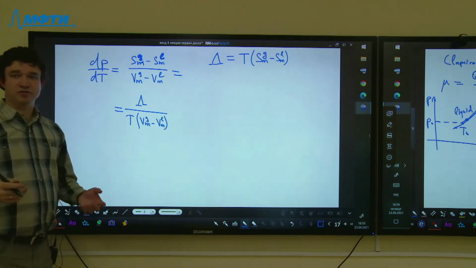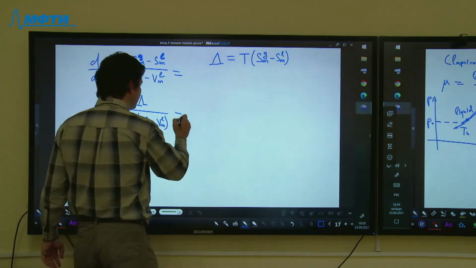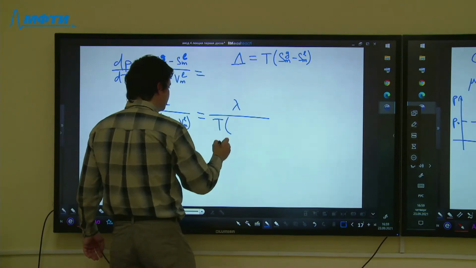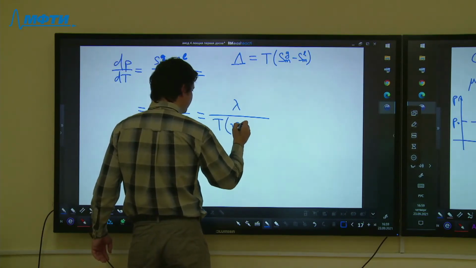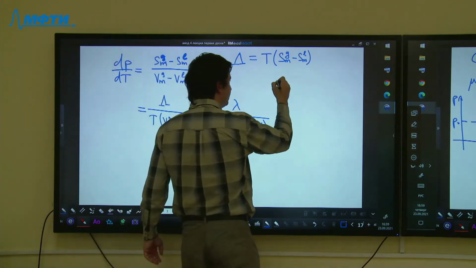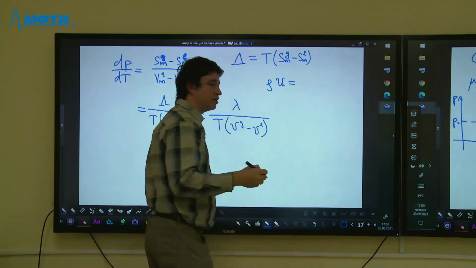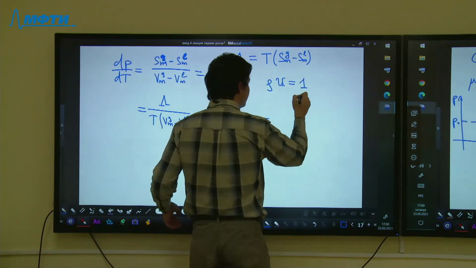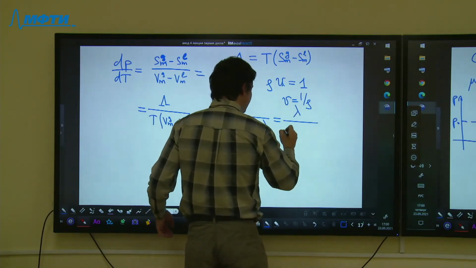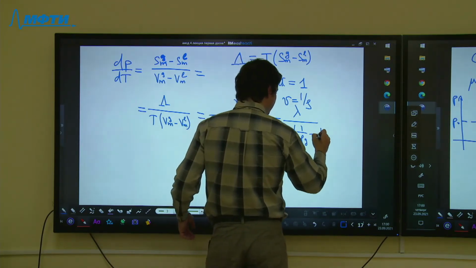And well, I think molar quantities are not that convenient for me. Probably it is better to switch to specific quantities. So instead of a molar heat of vaporization, I would change to specific heat of vaporization. And instead of molar volume, I would change to specific volume of gas and specific volume of liquid. And specific volume is the volume for 1 kilogram of the matter. That's why specific volume is a reciprocal of density. So I can write this as lambda over temperature, and here goes 1 over the density of gas minus 1 over the density of liquid.